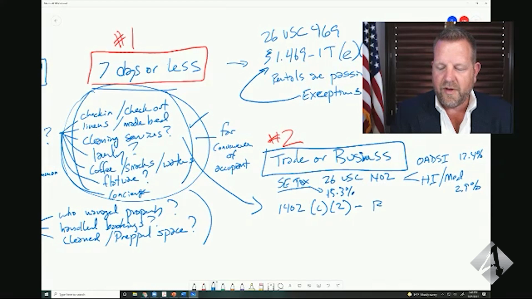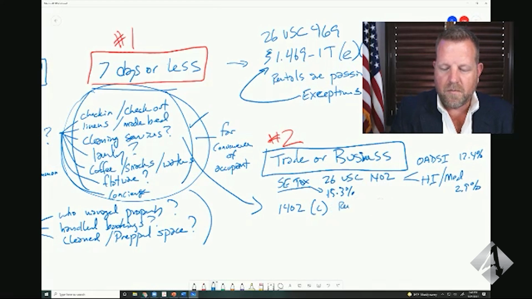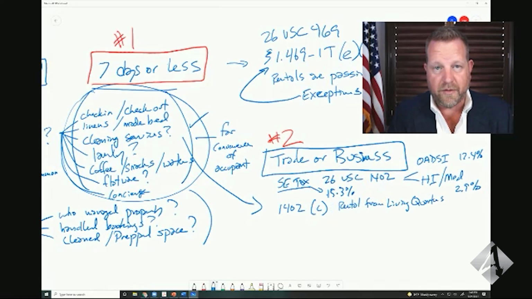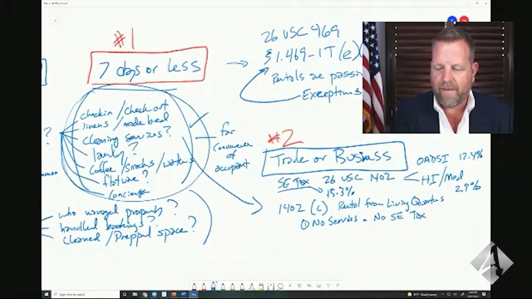So rentals, I'll make this easier. C is rental from living quarters, which is what you're doing in Airbnb. They're going to live there, right? They're going to stay there. So then we look and you say, number one, there's no services, equal no self-employment tax.